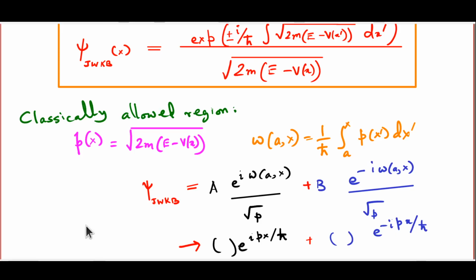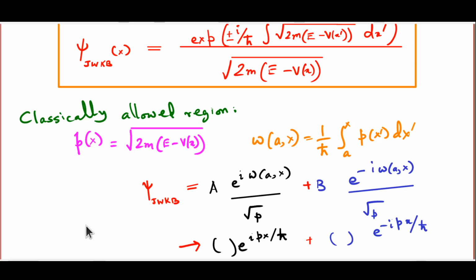Now, what the WKB approximation tells us is that in the classically allowed region, the wave function can have two components: e to the i W(a, x) by square root of p times some coefficient A, plus e to the minus W(a, x) by square root of p times some other coefficient B. Let me remind you that the square root of p comes from a slightly improved or higher order approximation that we carried out in deriving the WKB approximation.